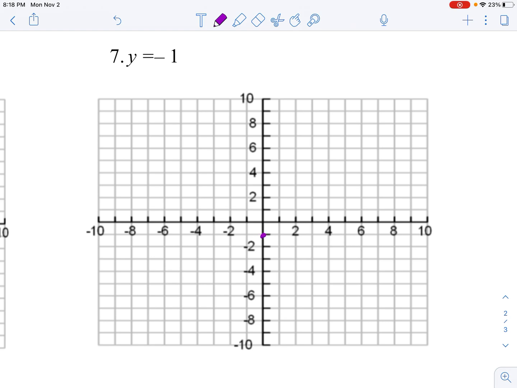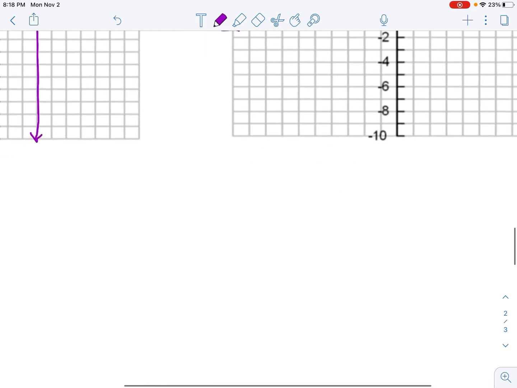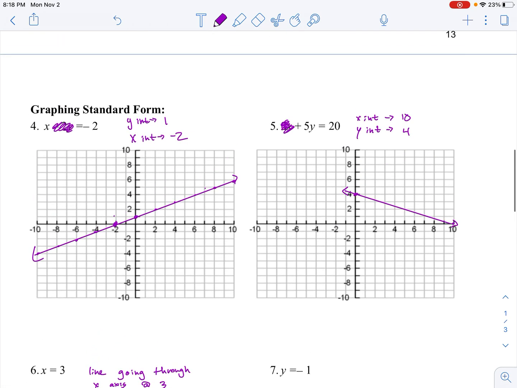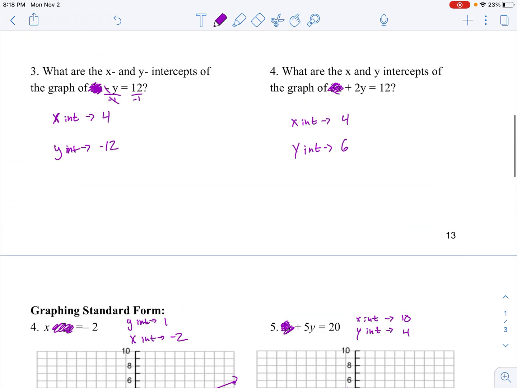For the y one, so y equals -1, that means I'm going to have a line going through the y-axis at -1, which would make it a horizontal one. Looks like that's it for this video.